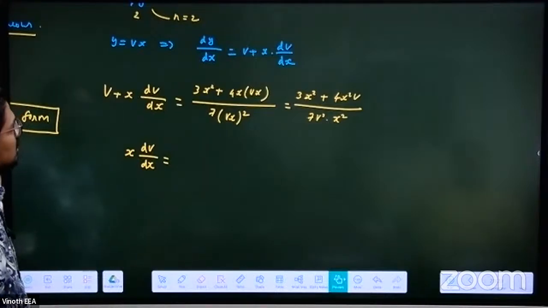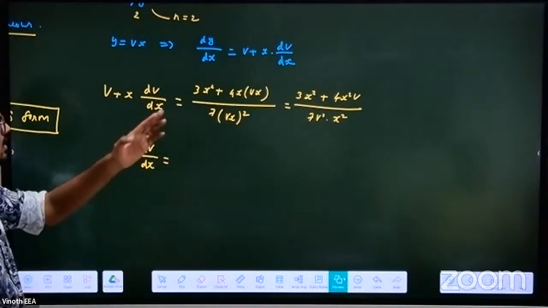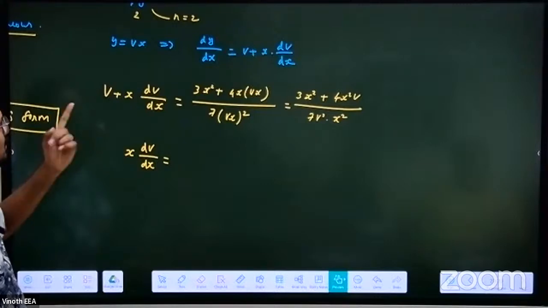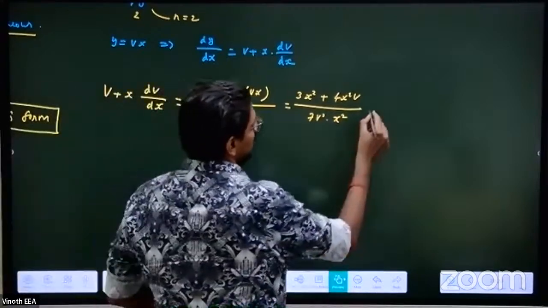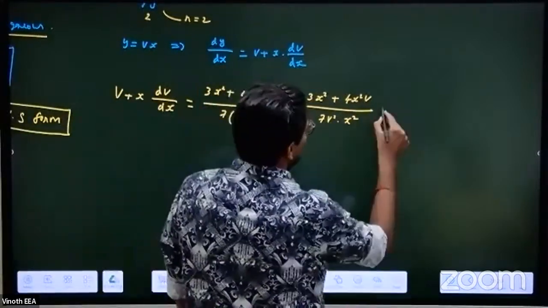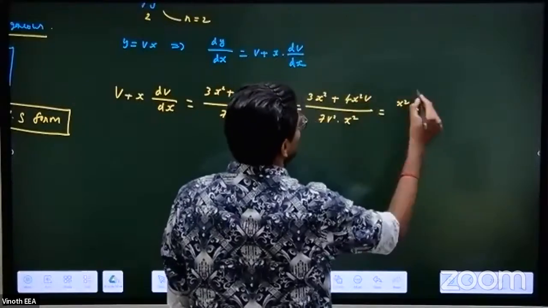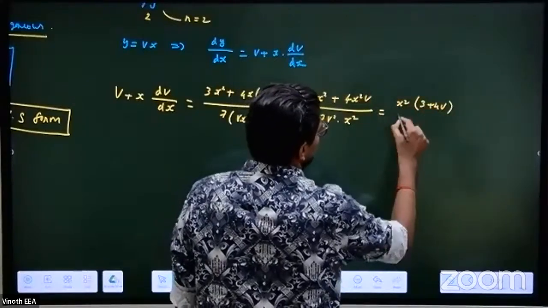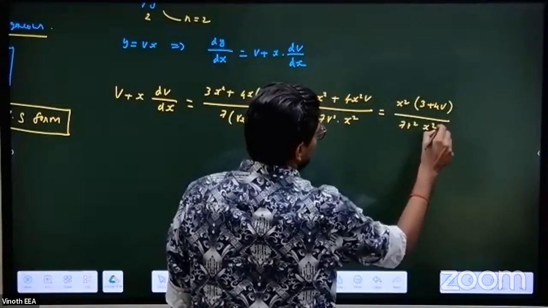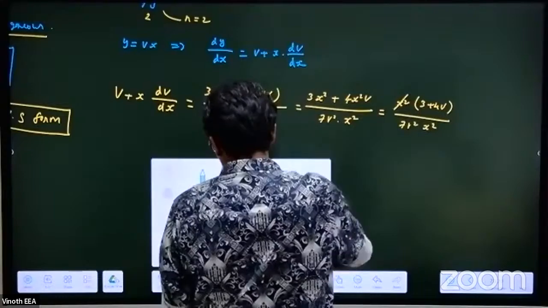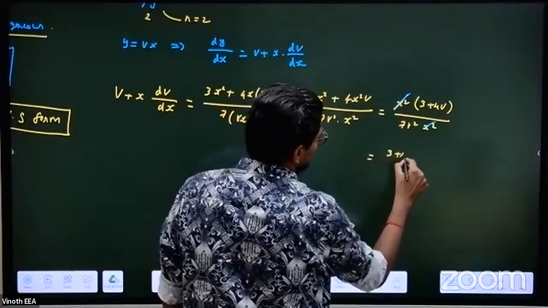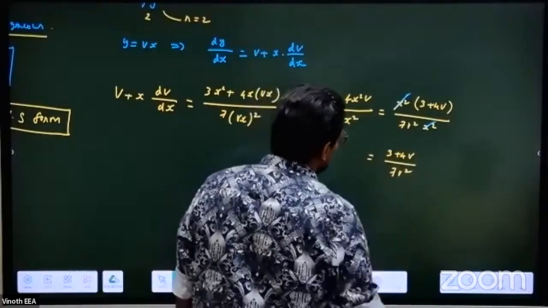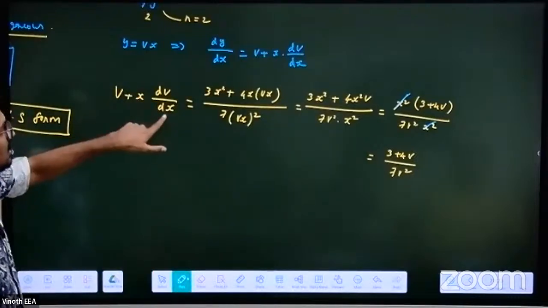x square common எடுத்து cancel பண்ணா v மட்டும் இருக்கும். We can do x square common எடுத்து பண்ணிட்டு, but v cancel பண்ண முடியாது. Anyways அங்க எடுத்து வந்து LCM எடுக்கணும், but we can do that. What if I take x square commonly out from the numerator 3 plus 4v, denominator 7v square into x square? I can cancel x square and x square, so that becomes 3 plus 4v by 7v square. Okay, that is v plus x into dv by dx.